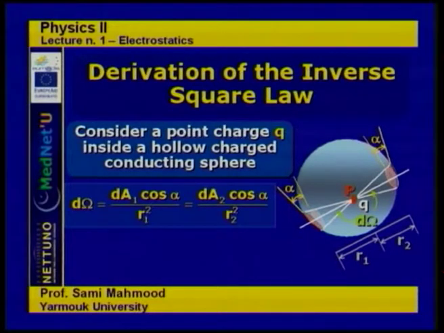Now the solid angle d omega subtended by the surface elements is given, from the first surface element, by dA1 times cosine alpha over r1 squared, where alpha is the angle between the real surface element at the spherical shell and the projection of that element of surface perpendicular to the line to the point charge Q. And that solid angle d omega, element of solid angle, is at the same time equal, from the other side, from surface area dA2, to dA2 cosine alpha over r2 squared.